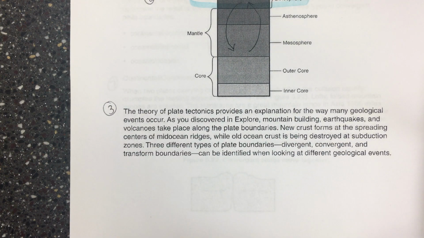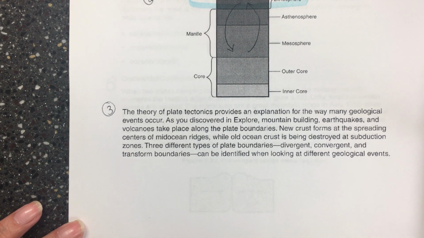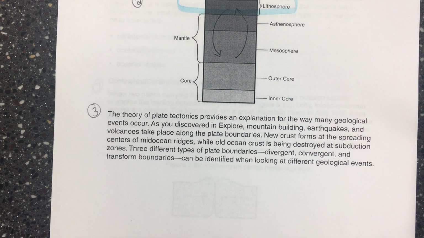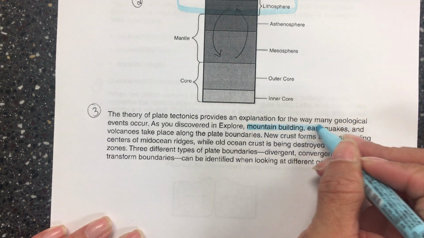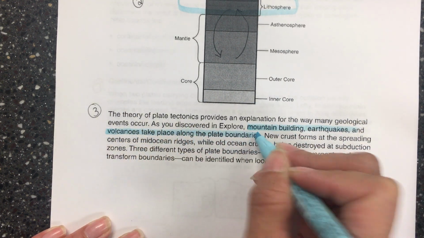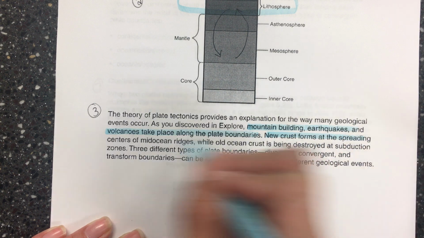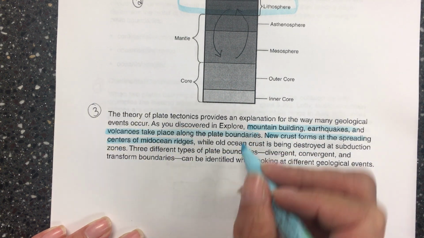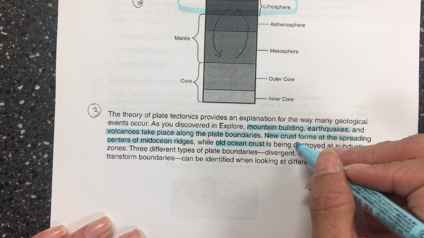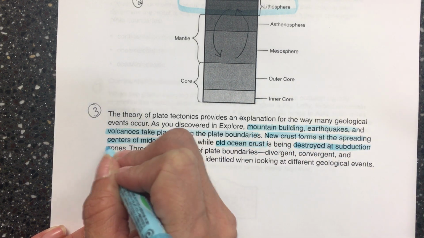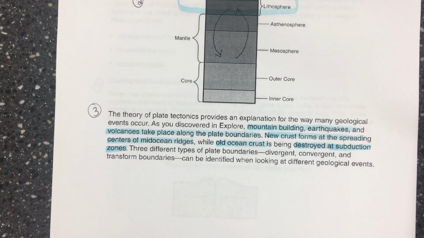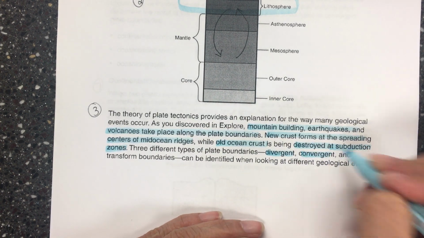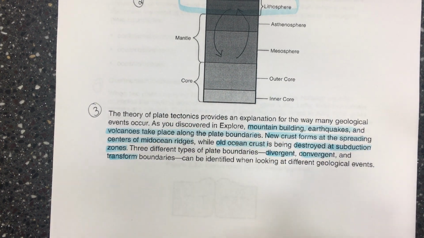The theory of plate tectonics provides an explanation for the way many geological events occur. As you discovered in Explore, mountain building, earthquakes, and volcanoes take place along the plate boundaries. Let's go ahead and highlight that sentence. New crust forms at the spreading centers of mid-ocean ridges, while old ocean crust is being destroyed at subduction zones. 3 different types of plate boundaries. Divergent, convergent, and transform boundaries can be identified when looking at different geological events.